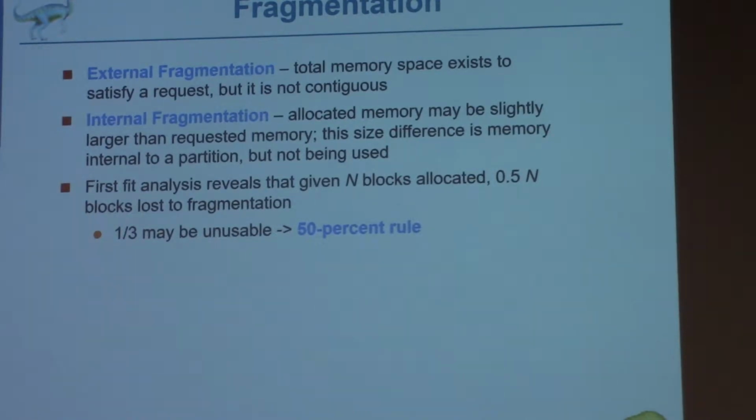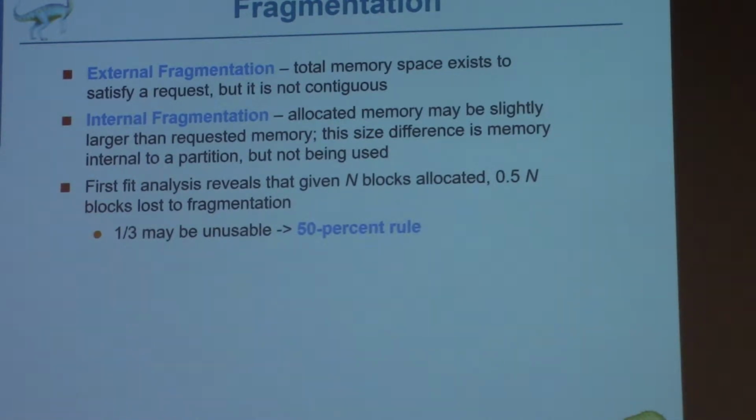The solution is the compact process, which means swapping out all the processes and freeing up, making a big chunk and loading back. But practically it's not practical because it takes a long time. There's another type of fragmentation, which is internal fragmentation. We will see a little bit more of internal fragmentation.